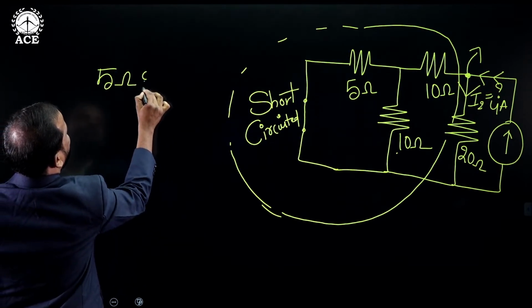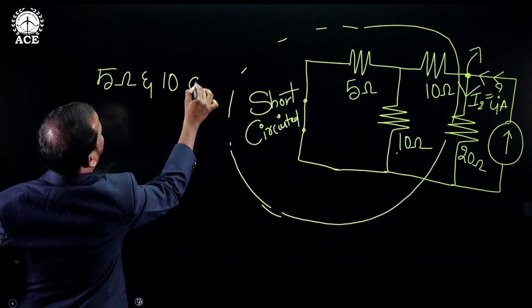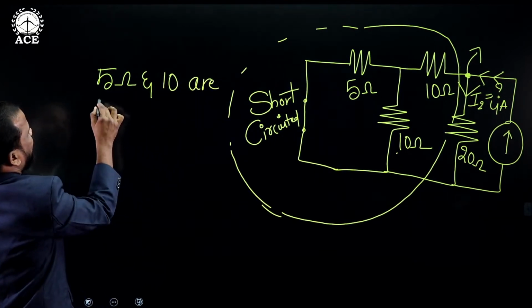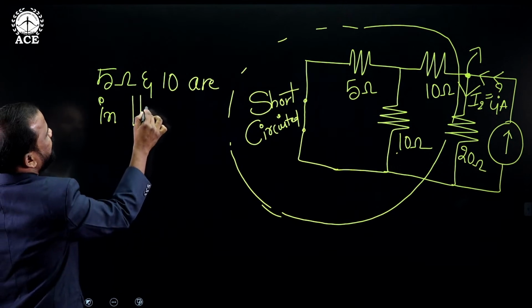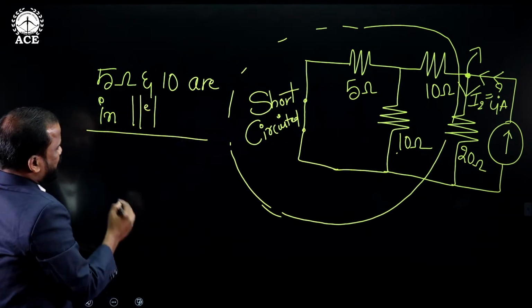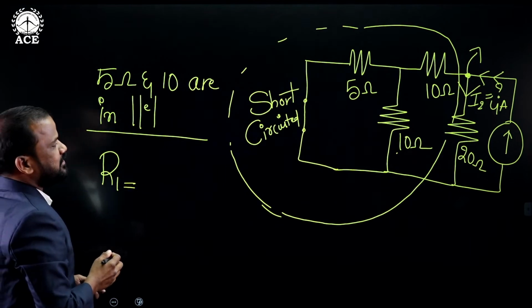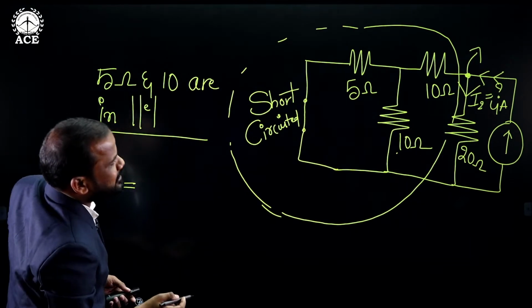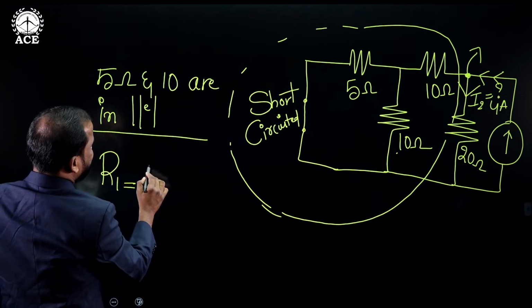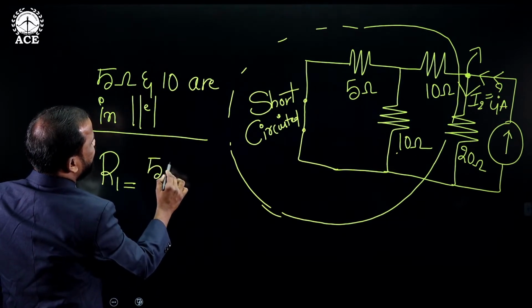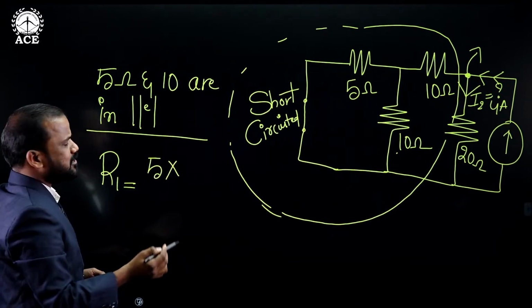So 5 ohms and 10 ohms are in parallel. Now I am giving the resultant resistance value as R1. Both are connected in parallel, so how to find the equivalent resistance when 2 resistors are connected in parallel?